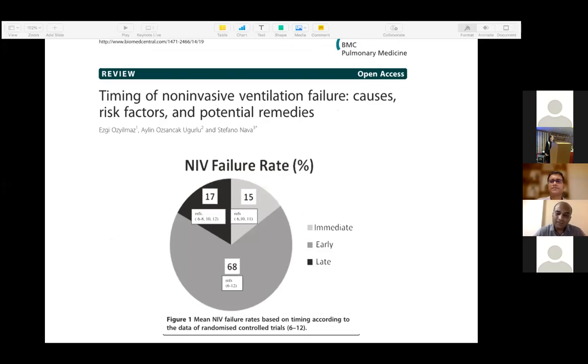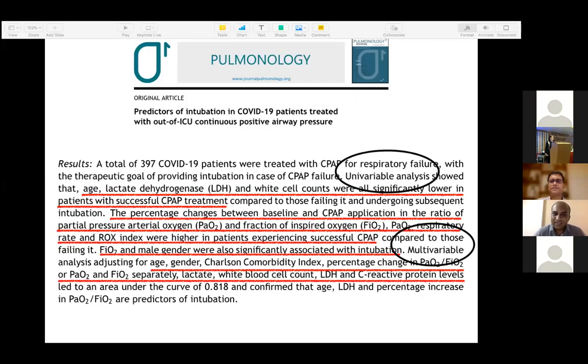So in the first few hours, maybe 4 to 6 or a maximum of 24 hours, most of the patients who are not comfortable in NIV may need intubation. So at this time we need more intense monitoring in this subgroup of patients. And studies have shown, specifically for COVID patients, the risk factors for NIV failure: age, meaning elderly, and patients who have a high LDH or white cell count, probably indicating that a severe inflammation is going on. They probably have a higher chance of CPAP failure.